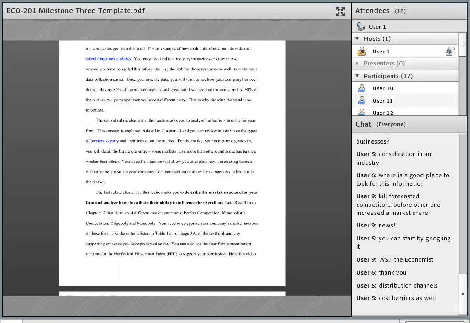Are they making those barriers higher? Are they making extra profit because of those barriers? Are they able to do things that they wouldn't be able to do in terms of research and development because they're not worrying about competition? It really depends on the market, but those are the things we want you to explore once you have an idea of what the barriers to entry are.